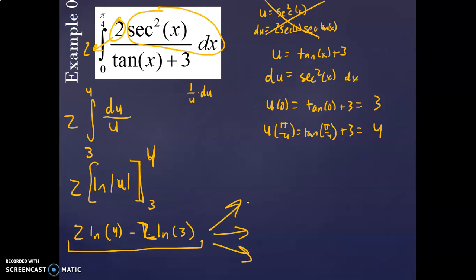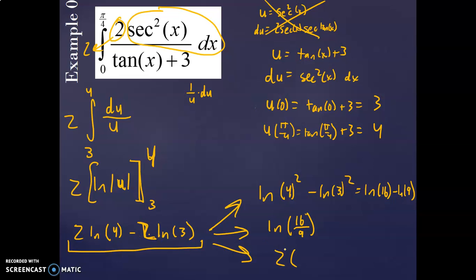You might see this, if it was on a multiple choice, there's a couple different ways it could be simplified. So you could move these into exponents, and you could make it ln of 4 squared minus ln of 3 squared, which would be ln of 16 minus ln of 9. You could combine that and make it ln of 16 ninths. Or you might see the 2 stay out front, but combine the other 2. So it'd be 2 times the natural log of 4/3.